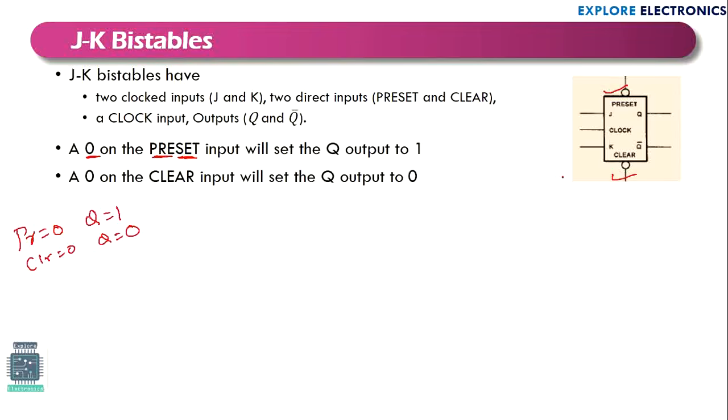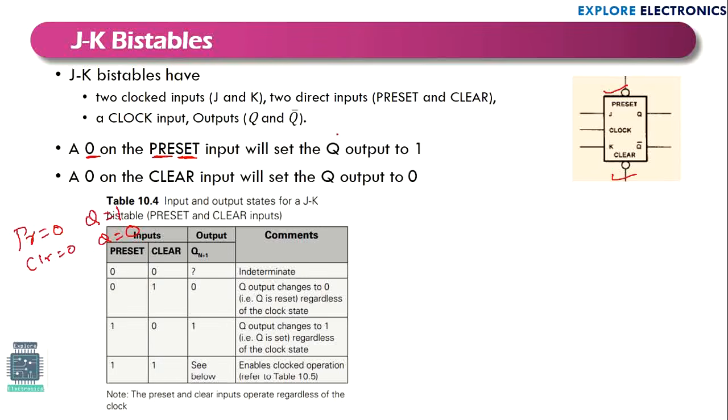That is the meaning. Because of the bubble here we are treating, when preset is 0, that is setting to 1. Similarly, when clear is 1, we are clearing the output to 0. But here because of the bubble in the clear signal, when clear is 0, we are clearing the signal. That is the meaning. Now we can observe the preset and clear signals.